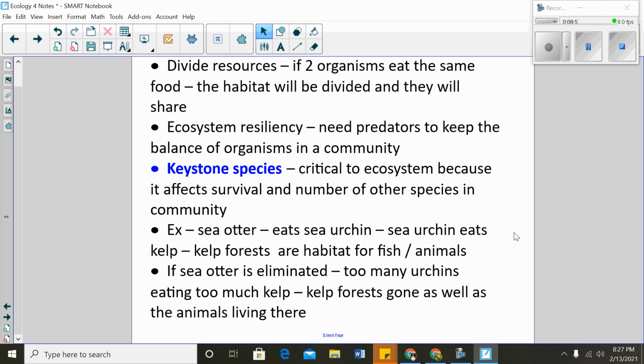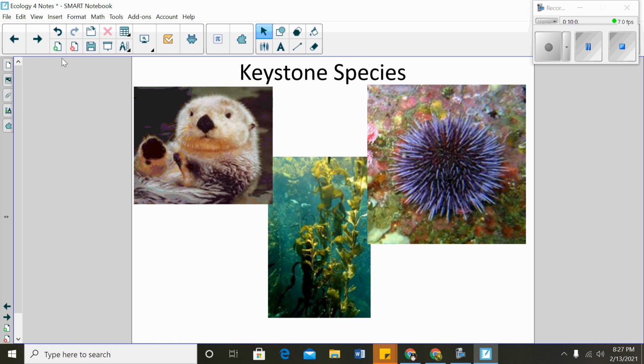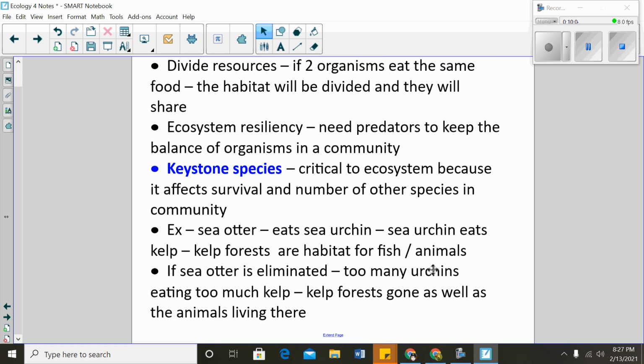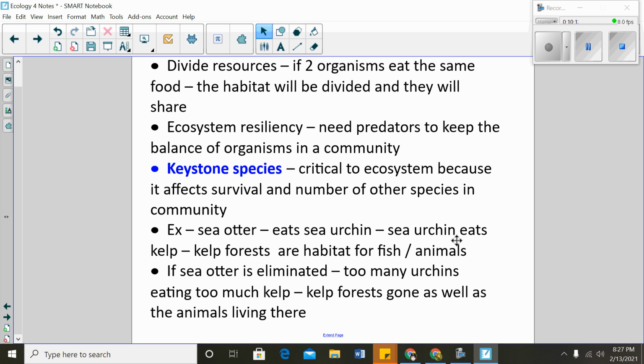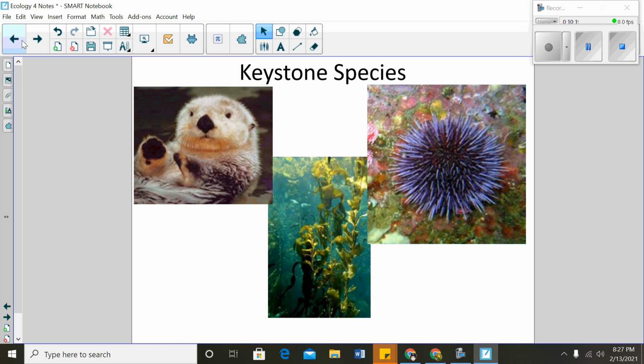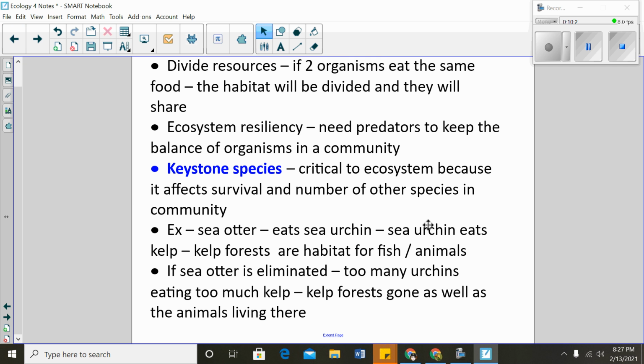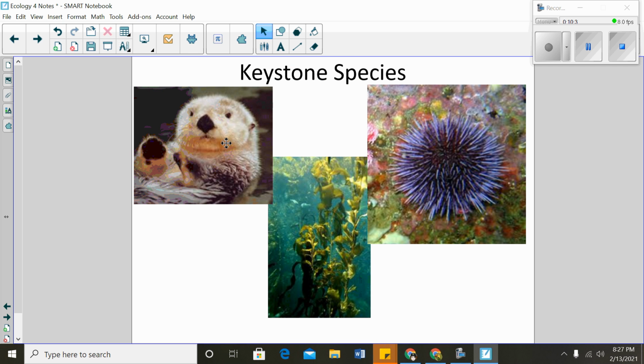A keystone species is critical to an ecosystem because it affects the survival and number of other species in a community. So here's a good example. If you look at the sea otter, this little cutie right here. The sea otter eats the sea urchin, which is this guy right here. Somebody's got to eat it. The sea urchin eats kelp. This is kelp. It's a type of algae. It's a protist. Kelp forests are habitats for fish and animals. So we call the sea otter a keystone species.